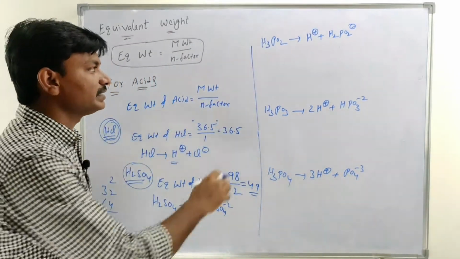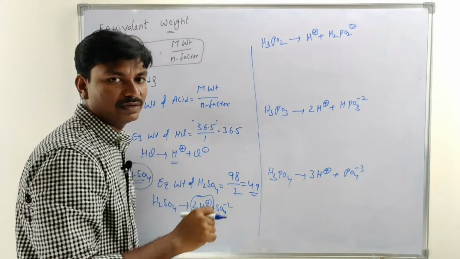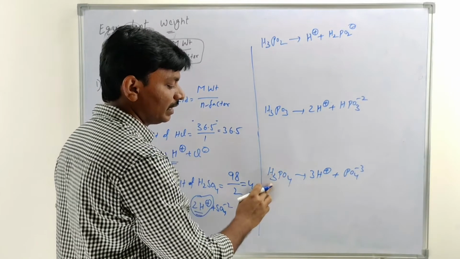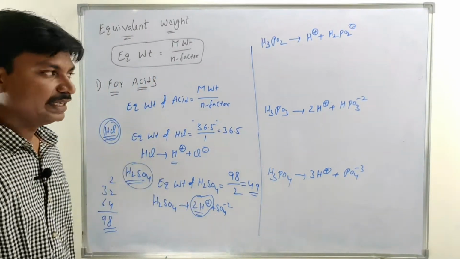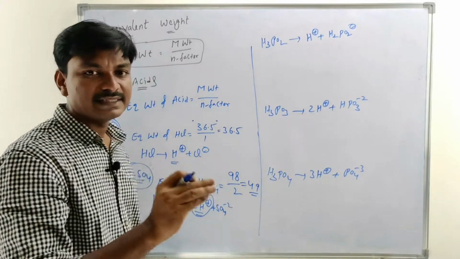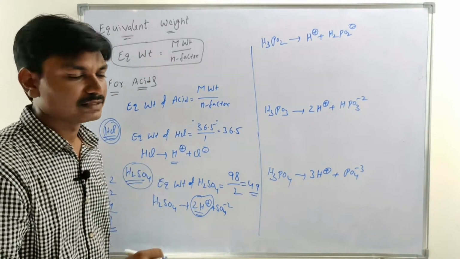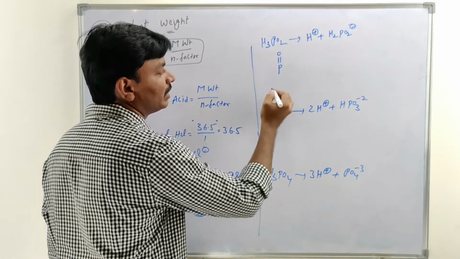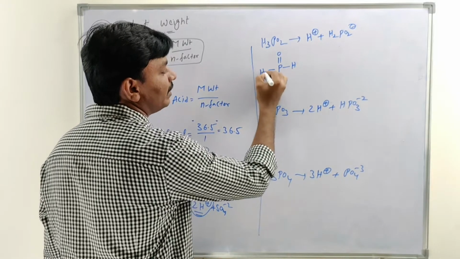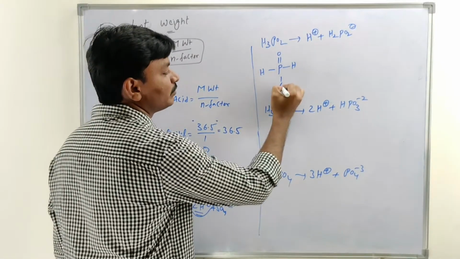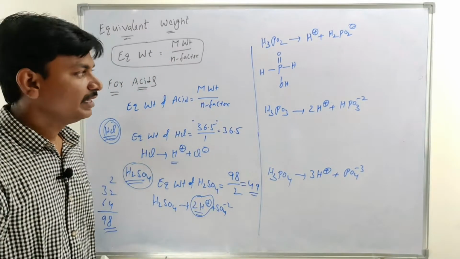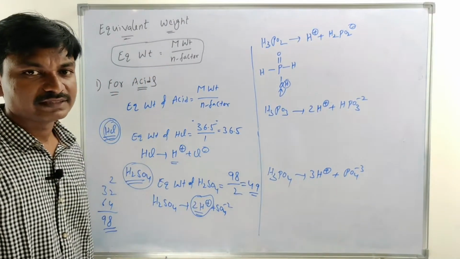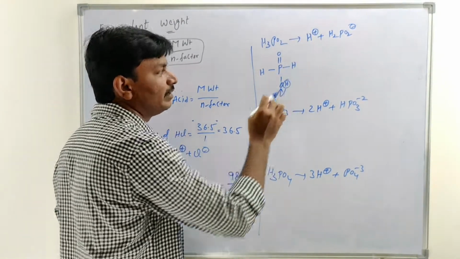Here, the basicity of H3PO2 is 1, that is, it releases only 1 H plus ion, the basicity of H3PO3 equals 2, and the basicity of H3PO4 equals 3. That is, basicity depends only on the releasing of H plus ions, not on the number of hydrogens. The structure of H3PO2 is phosphorus with 1 double bond to O, 2 hydrogens directly bonded with phosphorus, and 1 OH bond present. This hydrogen is directly bonded with the highly electronegative oxygen atom, so that hydrogen will be converted into an H plus ion.